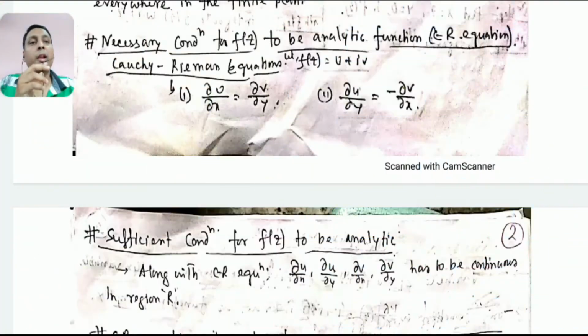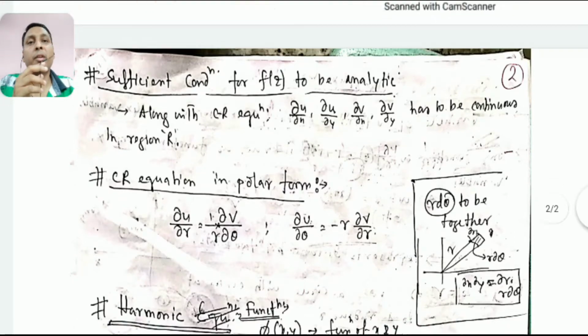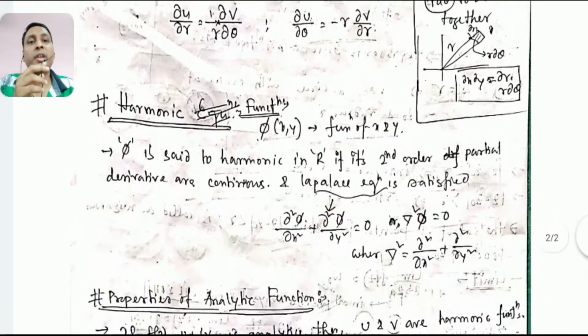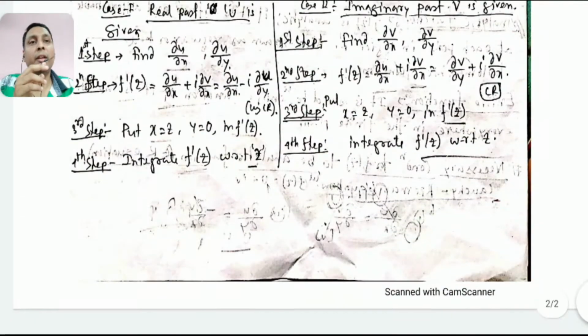Okay students, let's welcome to lecture 2 of this complex number theory discussion. So today we will be starting with CR equations in polar form. We will be seeing what is harmonic function and some properties of analytic function and how we will construct these analytic functions. Okay, then let's start.